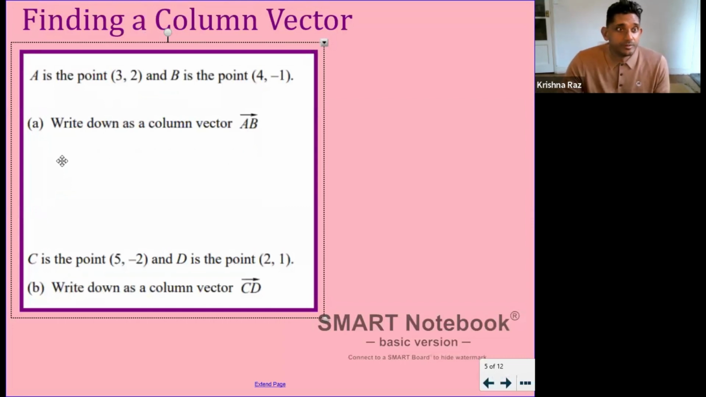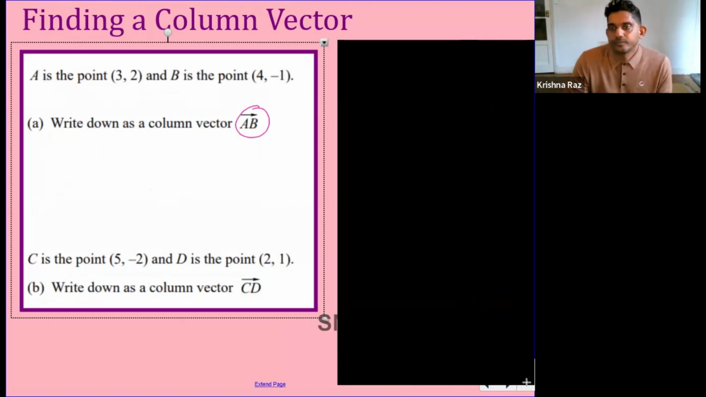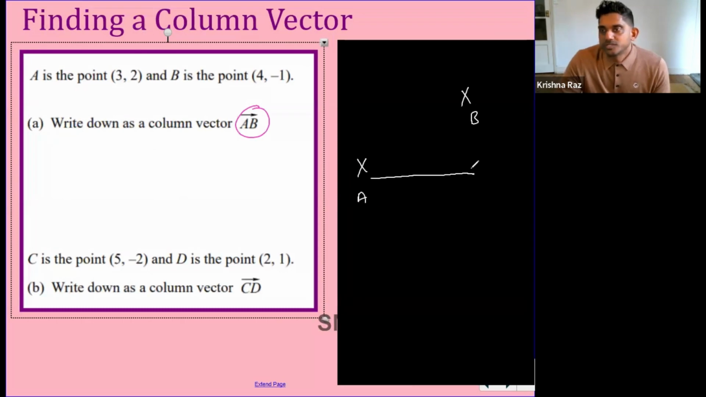The final part of this video is dealing with bits like this. Let me explain the notation first. This means if we imagine we have 2 points, A and B, we're interested in how we get there. So the distance between the points, essentially. It's the movement.